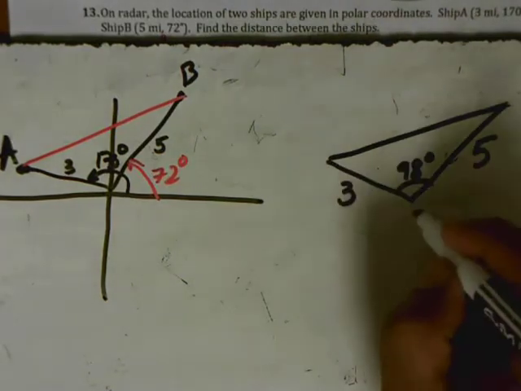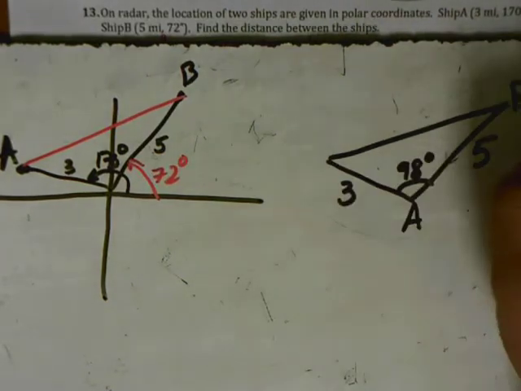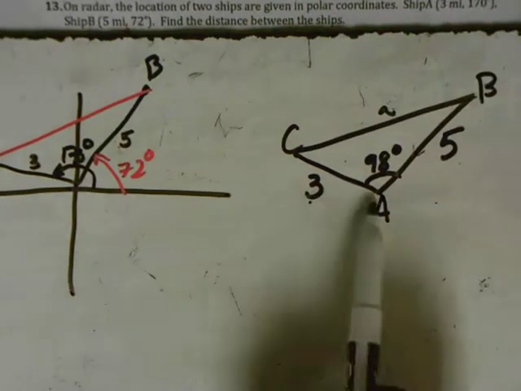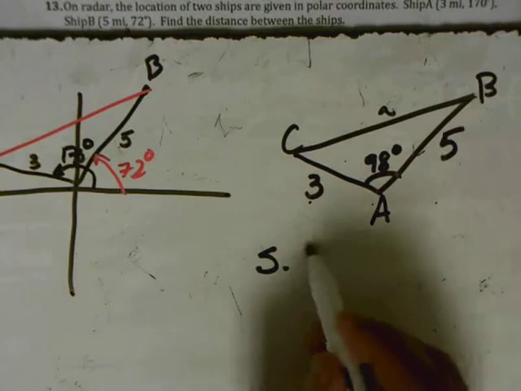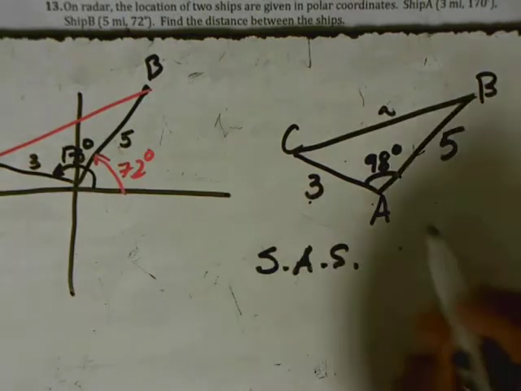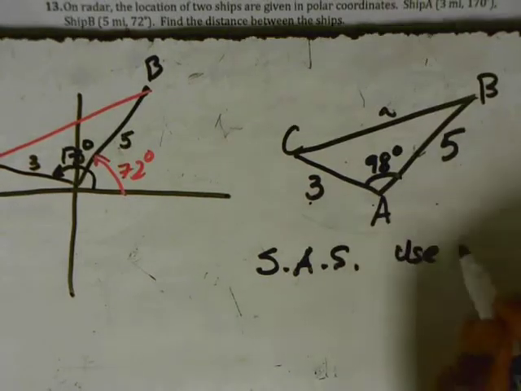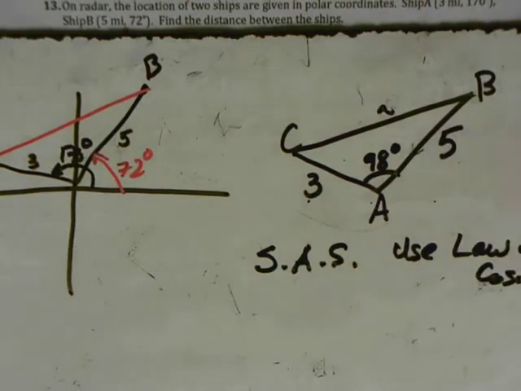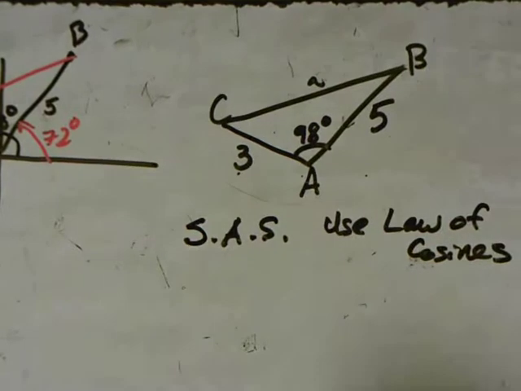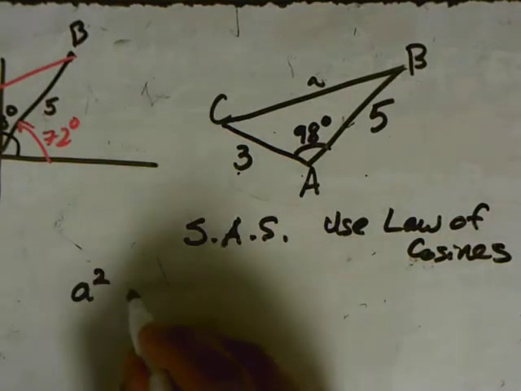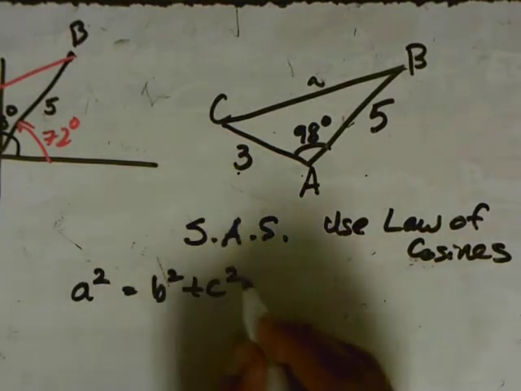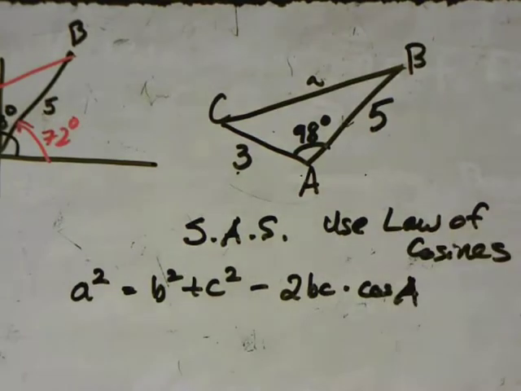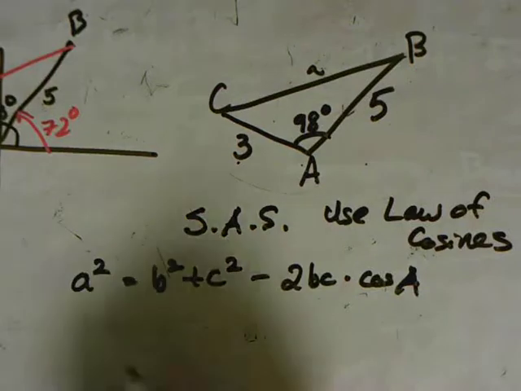And if you notice here, I have a triangle, and I'm going to call this A, B, and C, and we'll call this little a. This is a triangle that gives us side, angle, side. And if we want to solve the opposite side of that, we're going to use law of cosines. Which, you can look this up, but it's a squared equals b squared plus c squared minus 2bc times the cosine of angle A. And now I just substitute in the numbers.